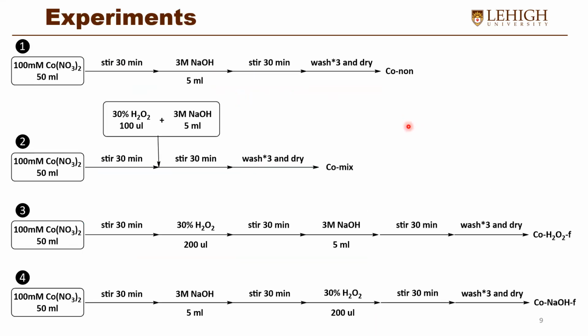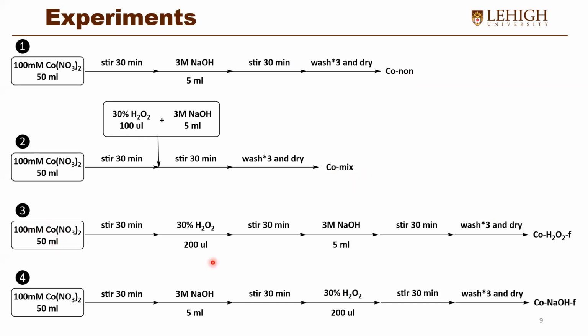So this is my experiment. I have 4 trials. The first one is just the control group. I'm only adding the sodium hydroxide. So it's cobalt none, which just means no hydrogen peroxide. And the second one just mimics the paper, using a mixture of the hydrogen peroxide and the sodium hydroxide. So it's named the cobalt mix.